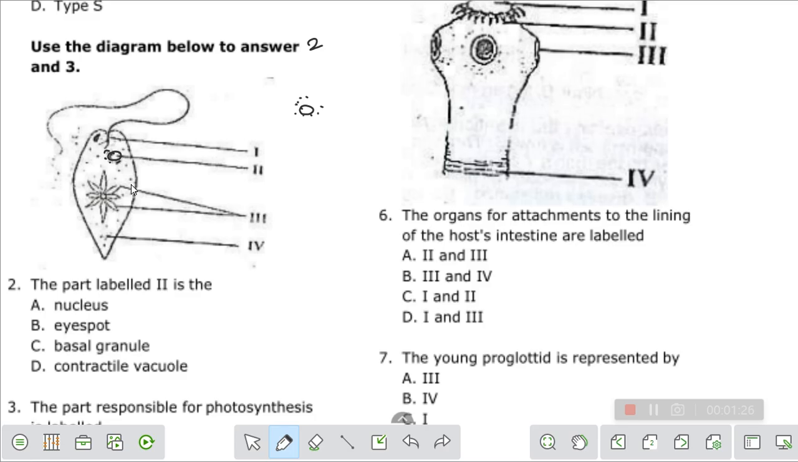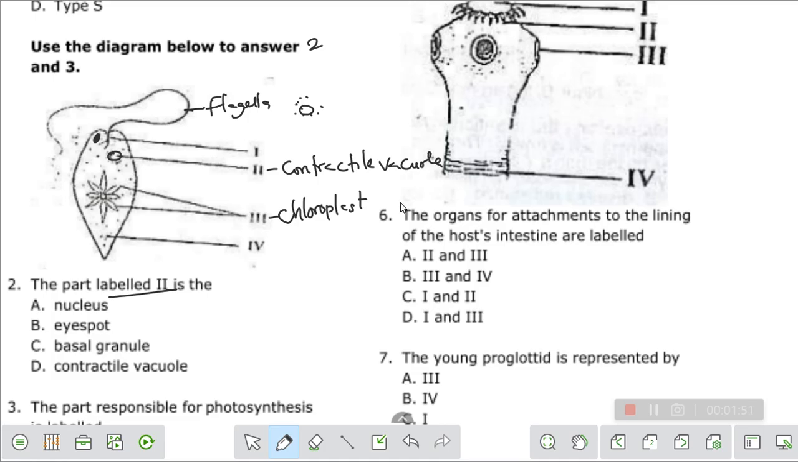So it's not the eye spot. The eye spot is around this place, right? This is the eye spot, and this is the flagellum. This number 3 is the chloroplast, in case you forgot. This is actually the contractile vacuole, so that's what they're asking. That's why they said label 2. That's option D.